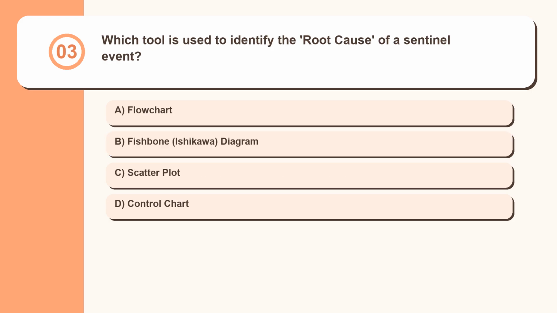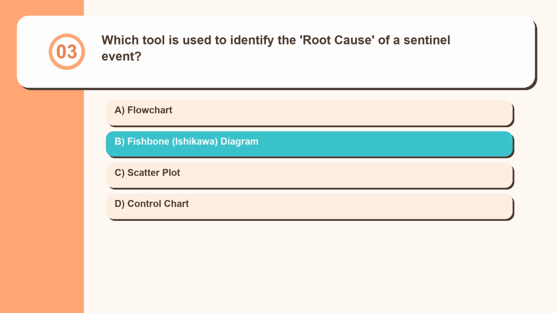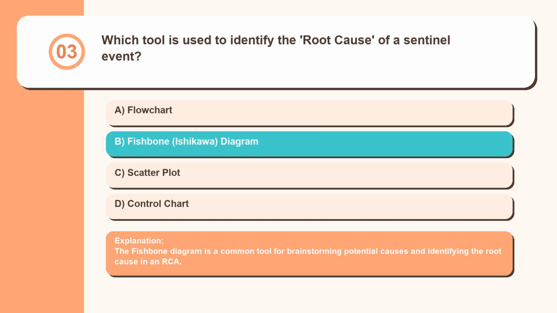Question 3. Which tool is used to identify the root cause of a sentinel event? Flowchart, fishbone (Ishikawa) diagram, scatter plot, control chart. The fishbone diagram is a common tool for brainstorming potential causes and identifying the root cause in an RCA.